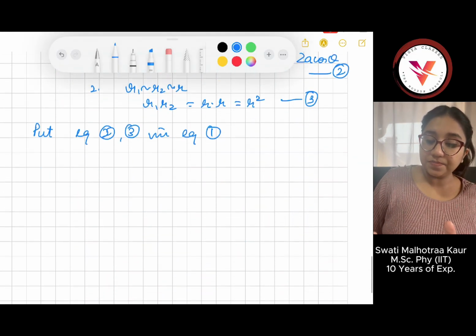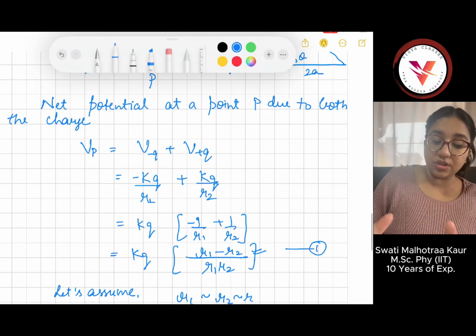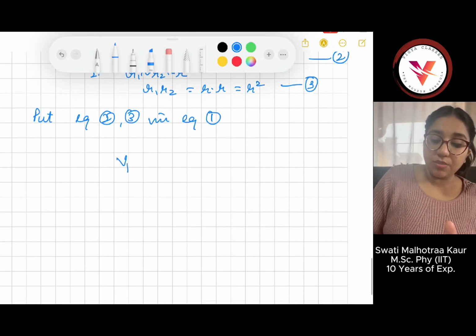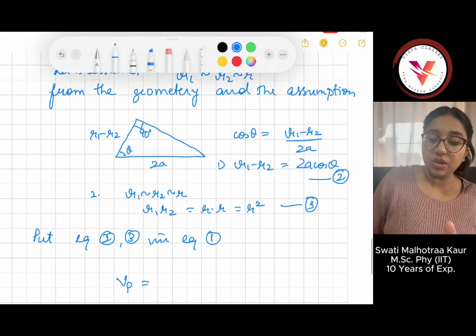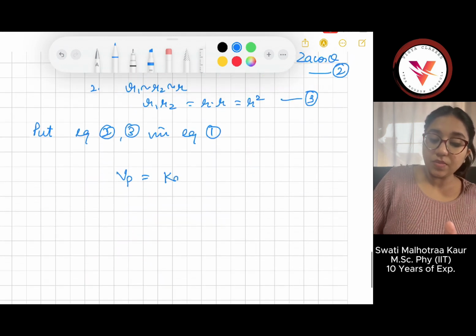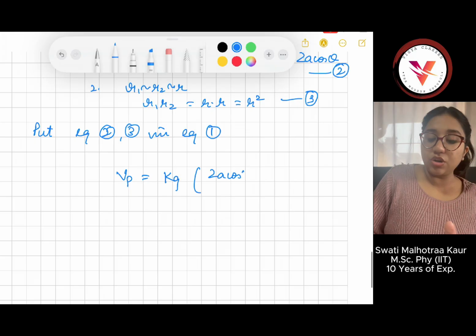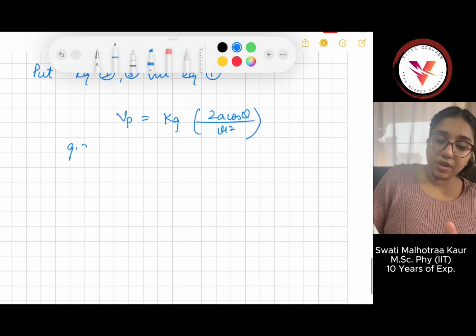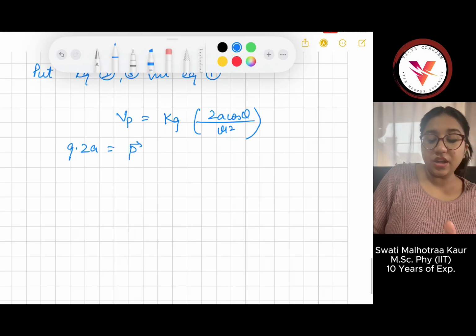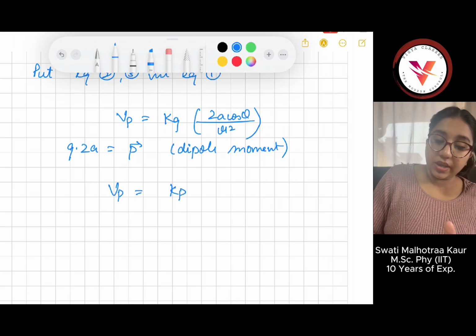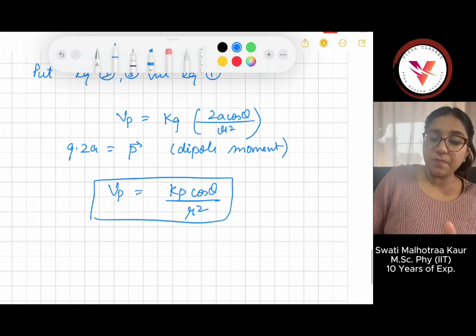What you will get is that your potential Vp, potential at P, is equal to KQ times r1 minus r2, which is 2a cos theta, over r1 r2, which is r square. Okay. And from here, Q into 2a is equal to P vector, that is dipole moment, and that comes out to be Kp cos theta by r square, which is a generalized formula.